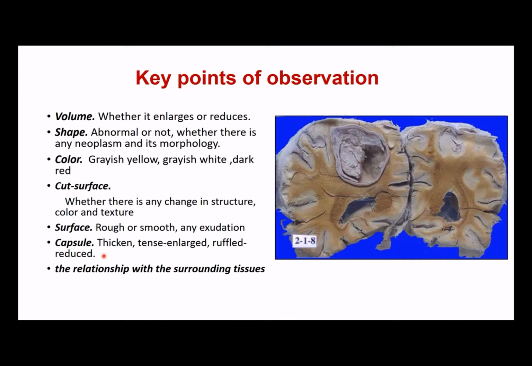And the capsule of the organ. Some organs have a capsule, for example, the liver and the kidney. If the organ is enlarged, the capsule becomes tense. If the organ is shrunken, then the capsule becomes ruffled. The last one, the relationship between the lesion and the surrounding tissue. Here, the lesion has a very clear boundary with the surrounding tissue.